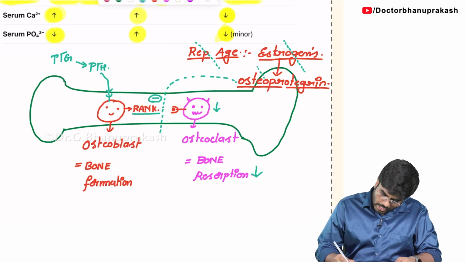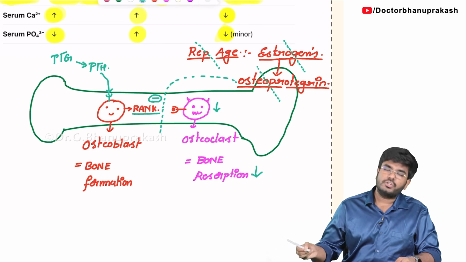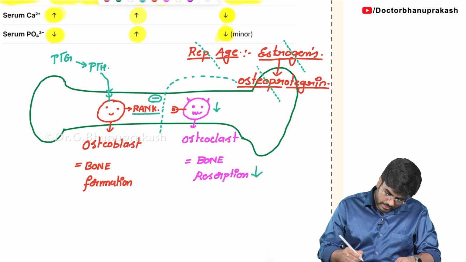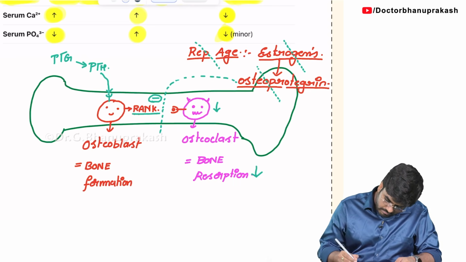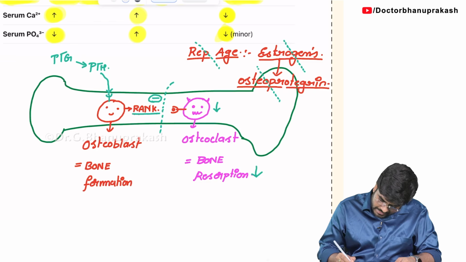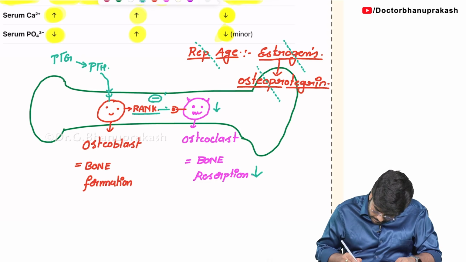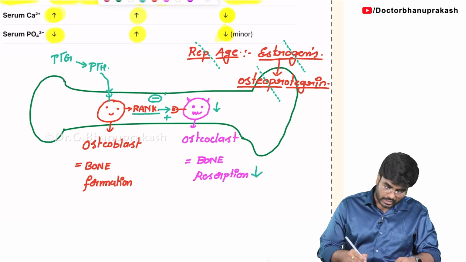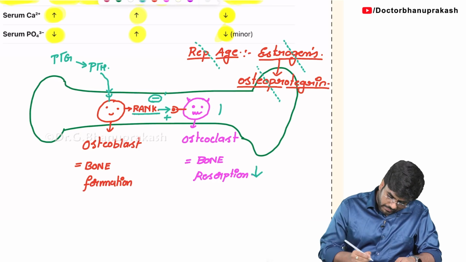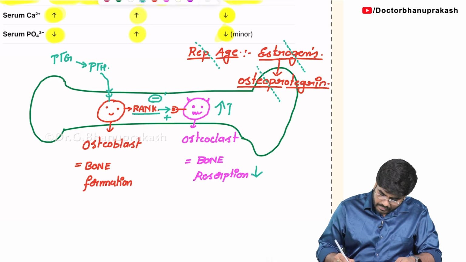Without estrogen, is osteoprotegrin there? No osteoprotegrin. Without osteoprotegrin, do you think this rank ligand will ever be inhibited? Is there anyone to inhibit this rank ligand? No, the rank ligand is not getting inhibited. So what will this rank ligand do? Rank ligand will go and activate the osteoclast. So what happens to the osteoclastic activity? Osteoclastic activity will be more.